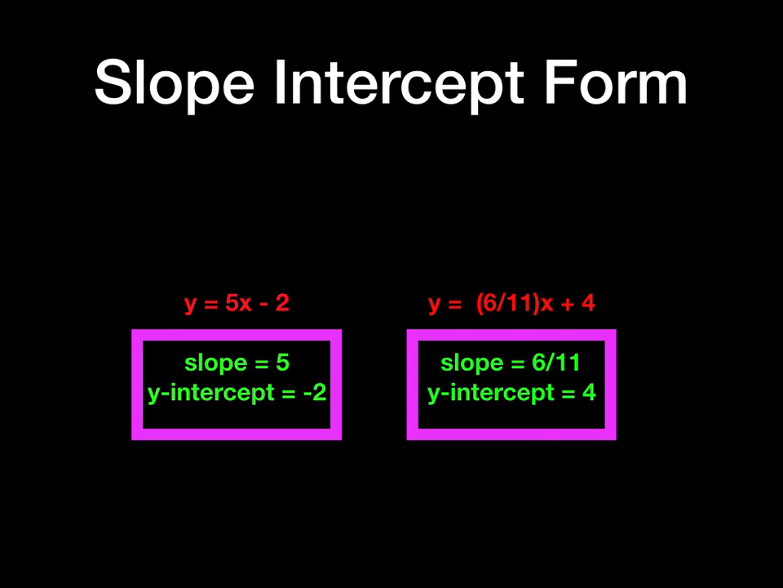Lastly, we do slope-intercept form. This form is the easiest form, and you do not need to do any algebra steps in order to find the slope and the y-intercept. So, for the first example, we have y equals 5x minus 2. The slope is 5, and the y-intercept is negative 2. In the second example, we have y equals 6/11 x plus 4. The slope of this line is 6/11, and the y-intercept is 4.